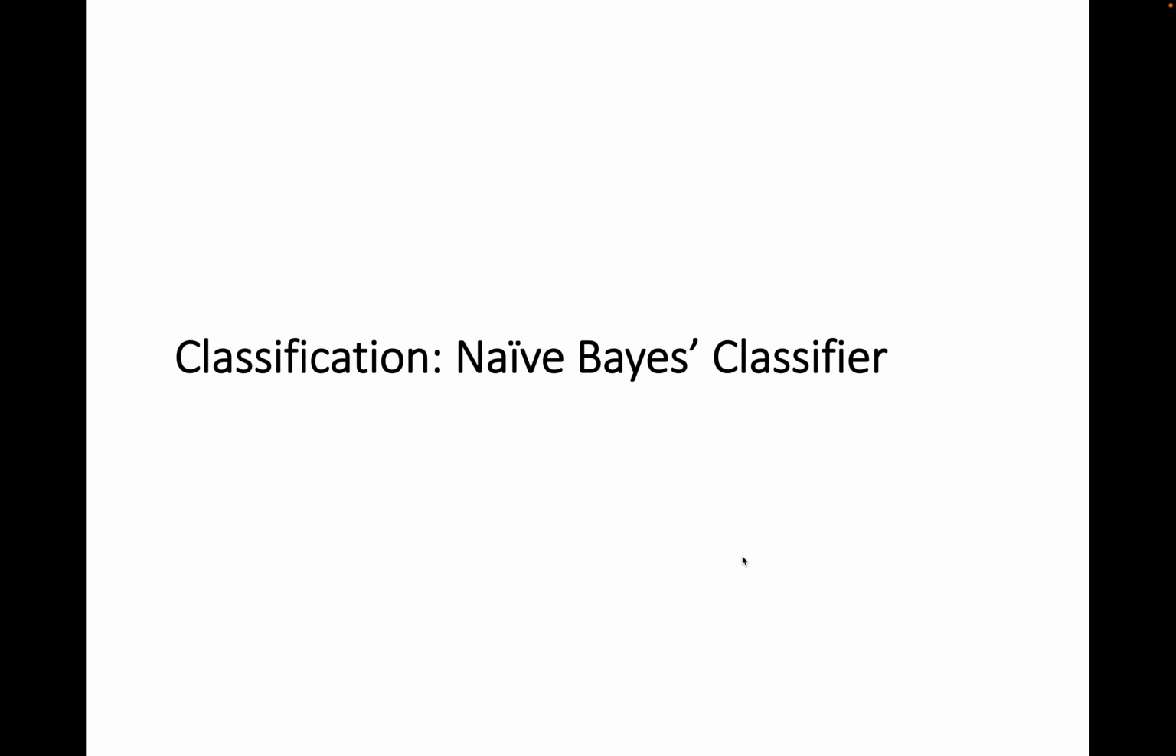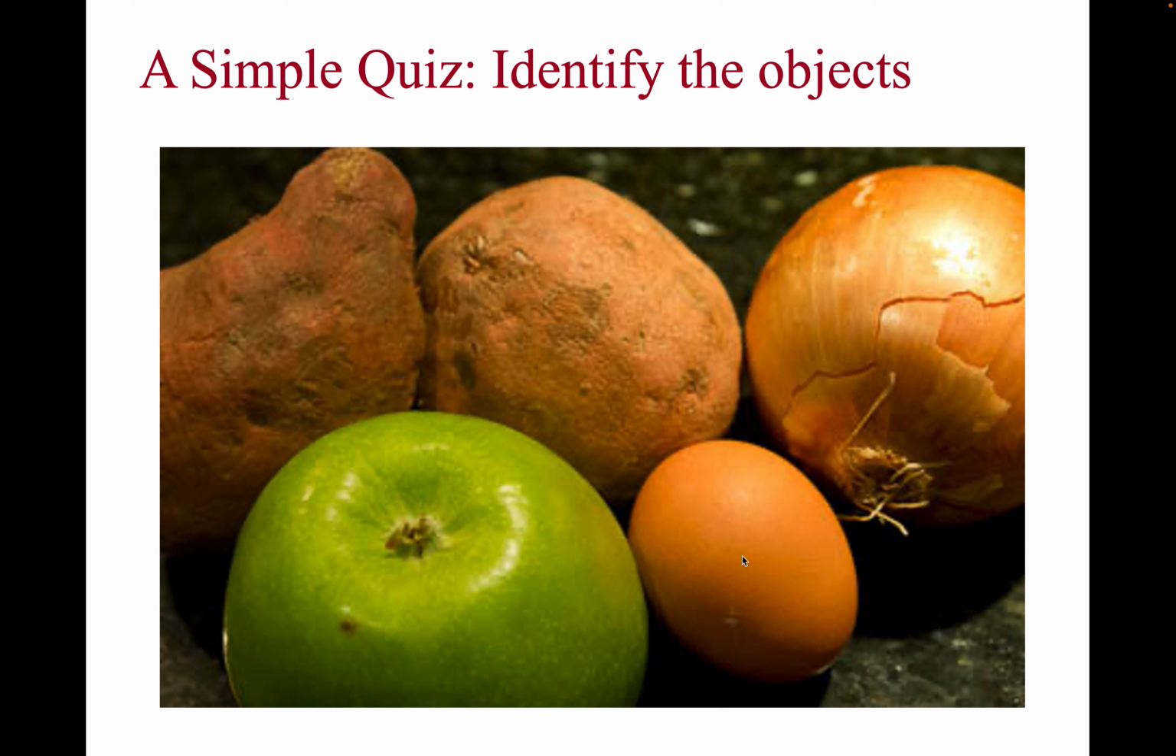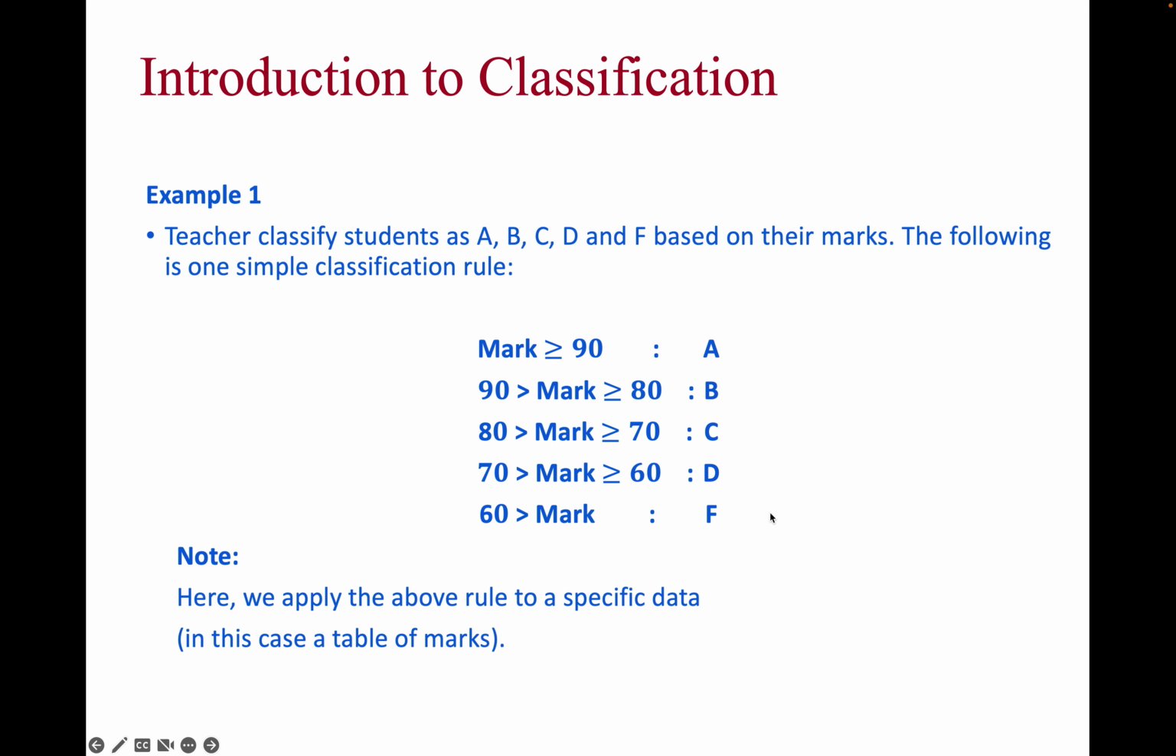So now we'll be learning the Naive Bayes classifier. ठीक है, naive Bayes classifier दिखता है. The classification method, obviously. This is easy for humans to identify: egg, green apple, potato, sweet potato, onion. ठीक है. But how does the model classify?